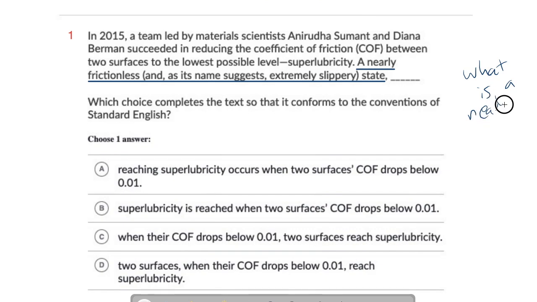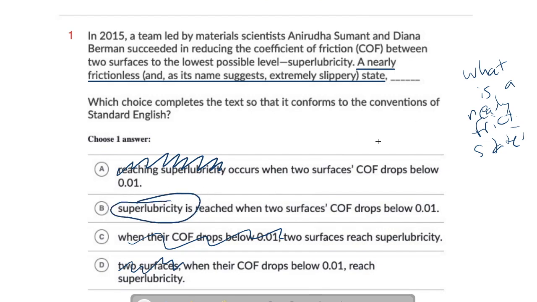So what is a nearly frictionless state? Is it reaching superlubricity? No. That's not a state. That's more like an action, reaching that. Is it two surfaces? Nope. Is it when their surfaces drop? No. Or when their COF drops? No. It is that. What is a nearly frictionless state?